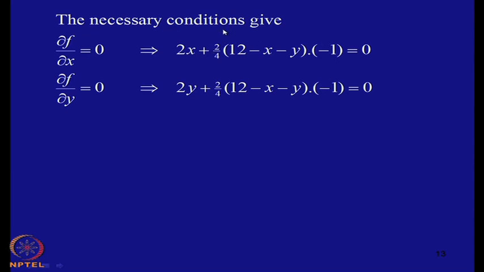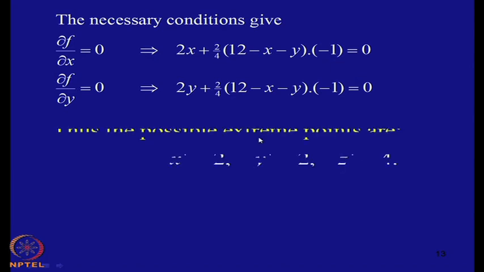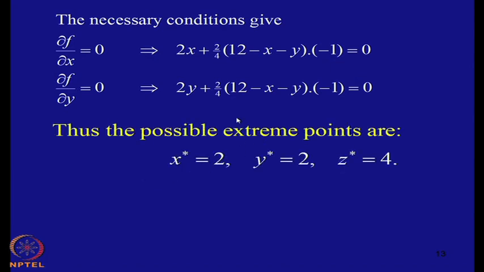For getting this, we will just equate the first equation with the second equation, and we will get x is equal to y. Once we get x equal to y, we will substitute x equal to y in one of these equations, and after that we will get the value for x as 2, value for y as 2, and corresponding z would be, as it is, half into 12 minus x minus y, then z would be 4 only. Now, this is the possible extreme point for the given optimization problem.